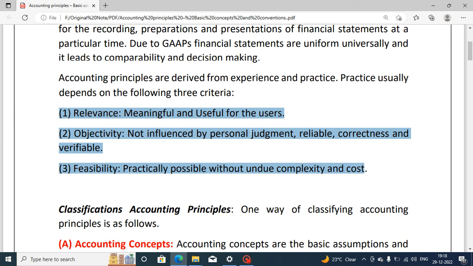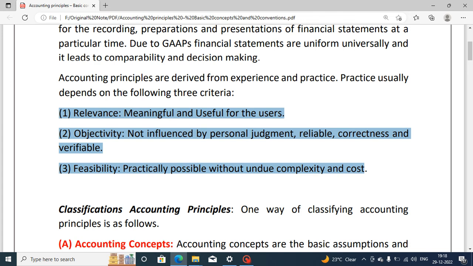That's why we have to follow the principles strictly while recording our transactions, while preparing financial statements, and maintaining the financial information. This is the most important thing, and this is the pillar on which the accounting profession is based.